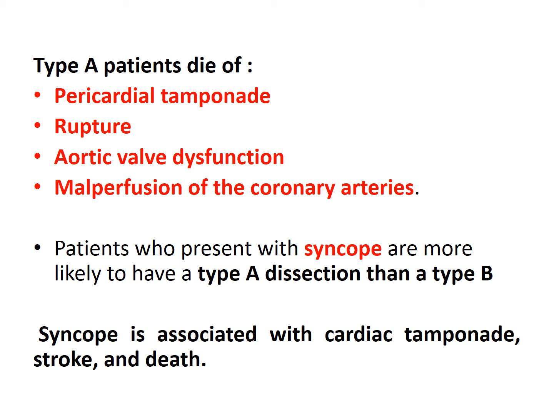Another important cause of death is malperfusion of the coronary artery. Involvement of the dissection flap into the ostium of the coronary artery occurs in 1 to 2% of patients, and usually involves the right coronary artery and leads to acute myocardial infarction. Patients who present with syncope are more likely to have type A dissection than type B dissection. Syncope is associated with cardiac tamponade, stroke, and death.